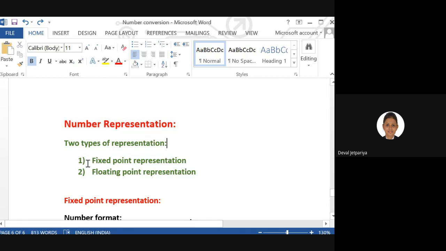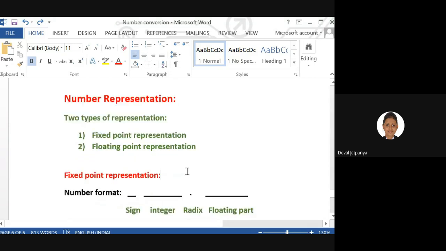So see, a number can be represented in two ways. One is fixed point representation. Second one is floating point. As the name suggests, in fixed point you cannot use variable length, right? Why? Because in fixed point we have a fixed bit length. So if your number fits that particular length, then you can accept it, otherwise no.